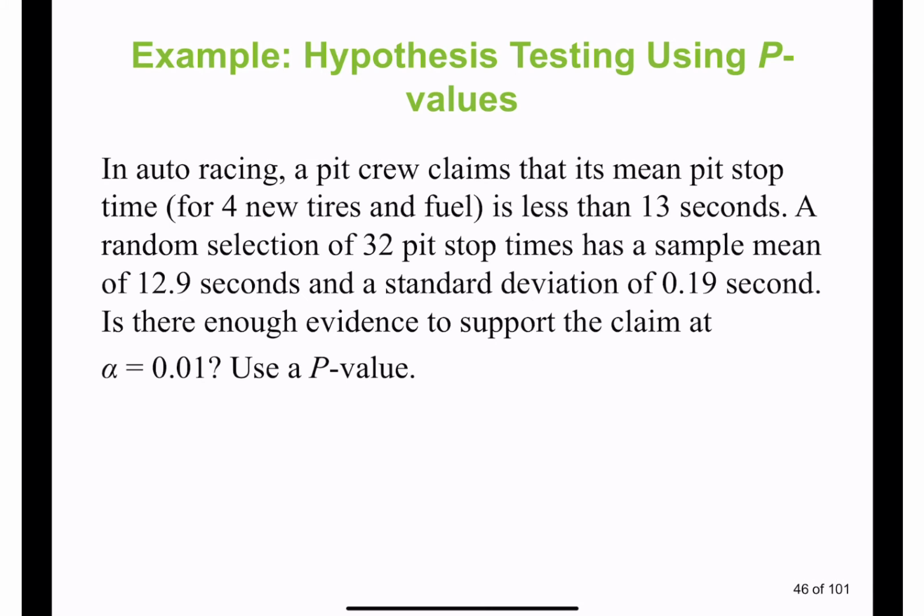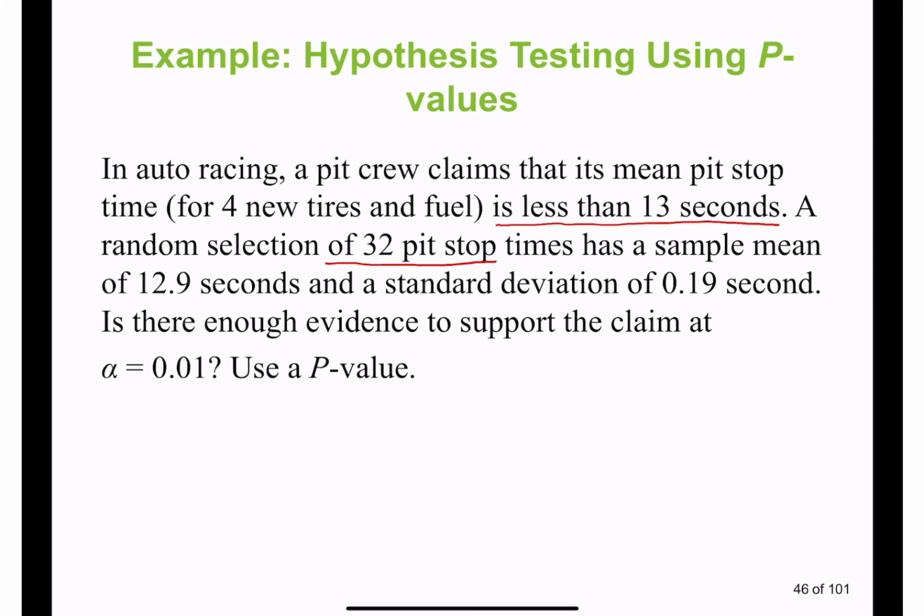Hypothesis testing using p-values. In auto racing, a pit crew claimed that its mean stop time is less than 13 seconds. What is the claim, null or alternative? That's right, alternative, because it's less than 13. A random selection of 32 pit stops. I'm not writing down because I know all this data will come on, and if I write down, I can't clean it. So less than 13 seconds, that's an alternative claim, because the equal sign is missing there.